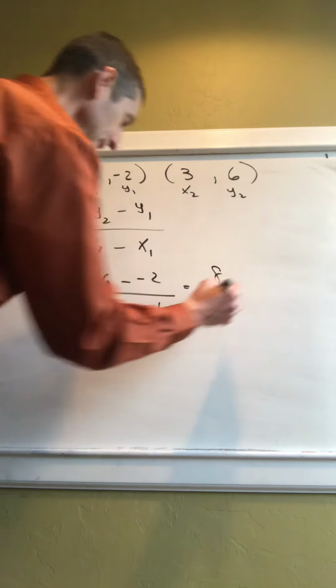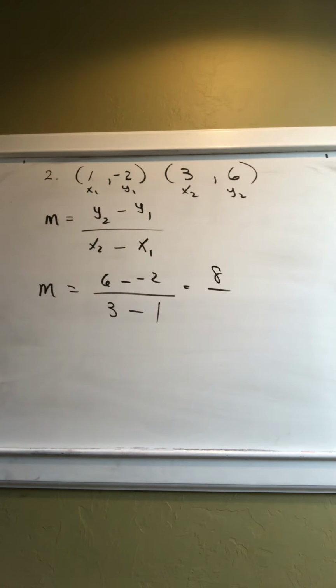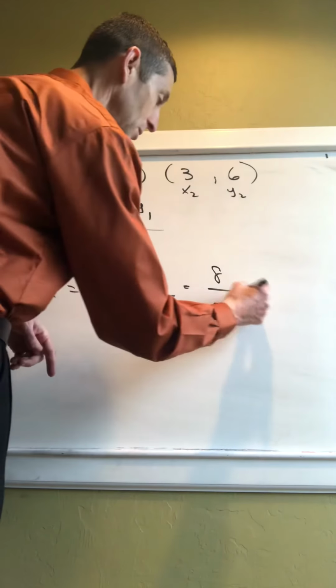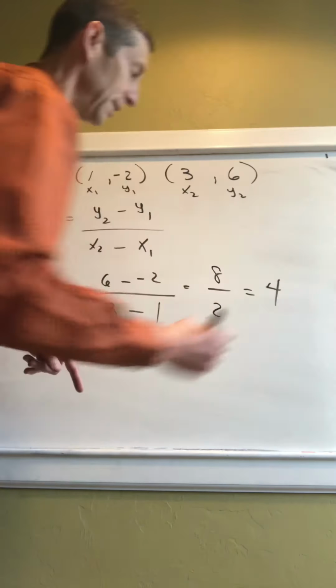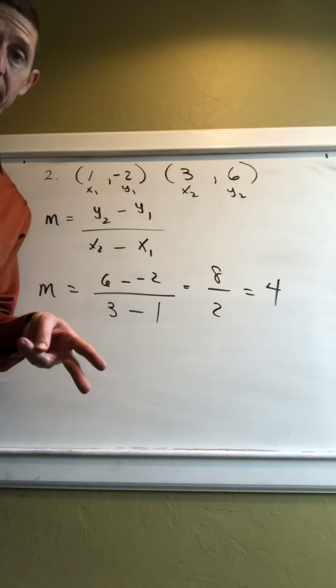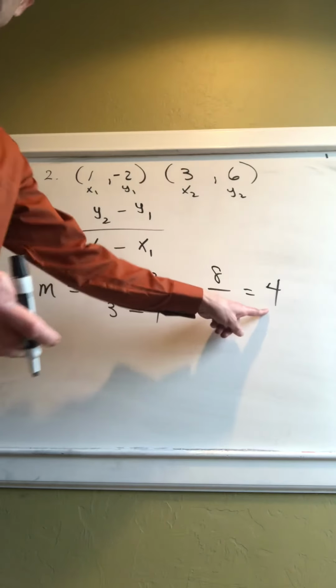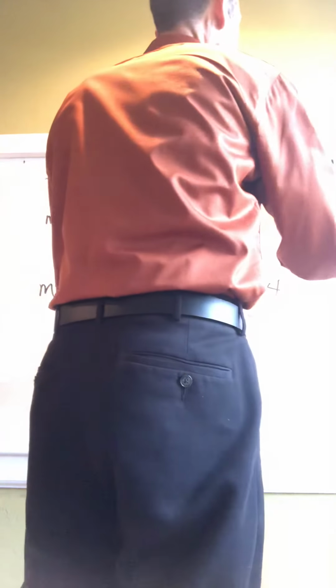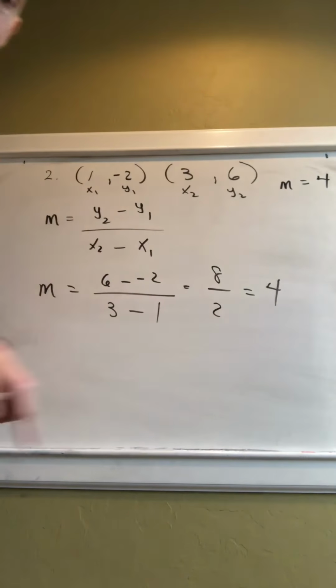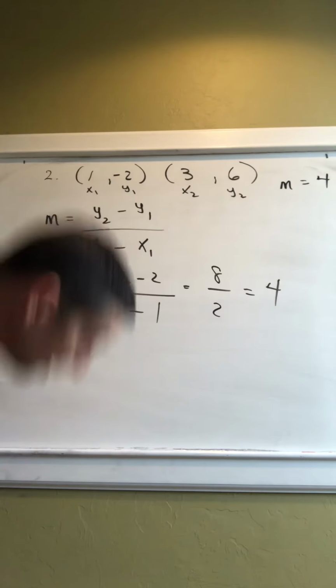All right, here we go. 6 minus -2, that's an 8. 3 minus 1, that's a 2. 8 divided by 2, that is a 4. So you've got to find two things. You've got to find m and b. Well, you just found m. M equals 4. So now we've got to come up with our b value.